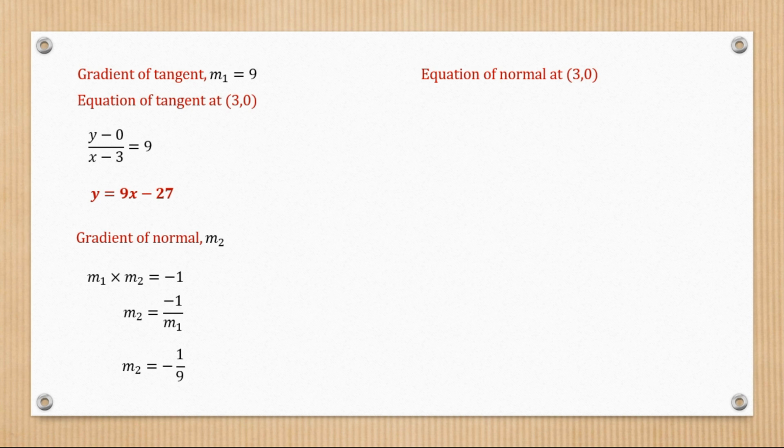Then to find the equation of the normal at the point (3, 0), I'll have (y minus 0) over (x minus 3) being equal to negative 1 over 9. So 9y shall be equal to negative x plus 3. Divide both sides by 9 and I'll have y being equal to negative x over 9 plus 3 over 9, which is y is equal to negative x over 9 plus 1 over 3.